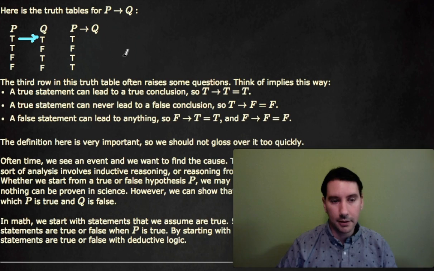But if you start with false statements, you're going to be able to derive any sort of conclusion. So starting with a false P, you can derive any sort of Q. You could maybe even find something that's true just by happenstance, and you can certainly find things that are false starting with false premises.